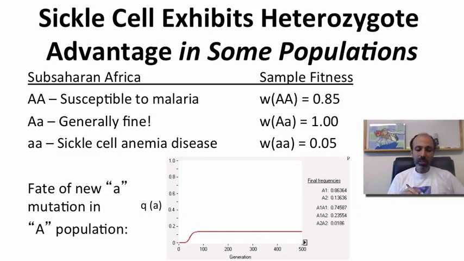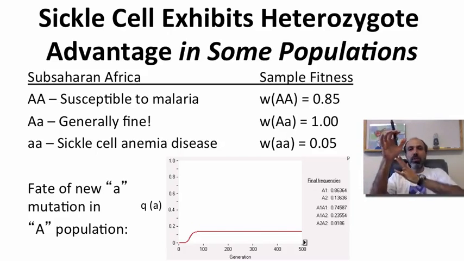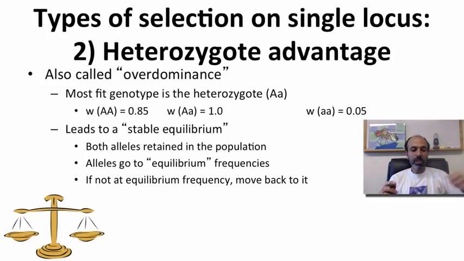So the important thing, this is actually a stable equilibrium. Essentially, if you're not at the equilibrium allele frequency, selection pushes you towards it. If you're above it, you go down to it. If you're below it, you go up to it. You're drawn to this equilibrium allele frequency. And again, this is called overdominance. Both alleles are retained, and if you're not at the equilibrium frequency, you will move to it.